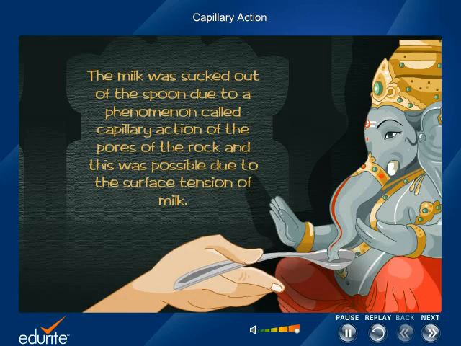The milk was sucked out of the spoon due to a phenomenon called capillary action of the pores of the rock, and this was possible due to the surface tension of milk.